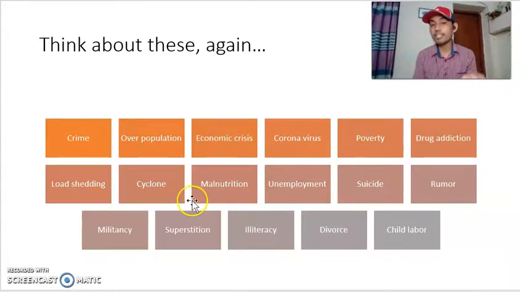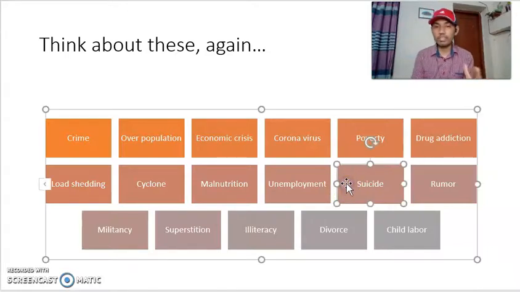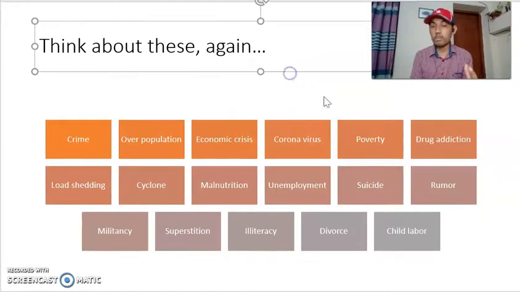Malnutrition definitely is a social problem. Unemployment is a social problem because it arises from society. Maybe there is illiteracy, maybe there is some other condition, like lack of skills. Suicide is definitely a social problem, a psychosocial problem. Rumor, gujab: currently the government is very strict to limit rumor so that it cannot be spread. Due to rumor, lots of negative things happen. It's just a social phenomenon.